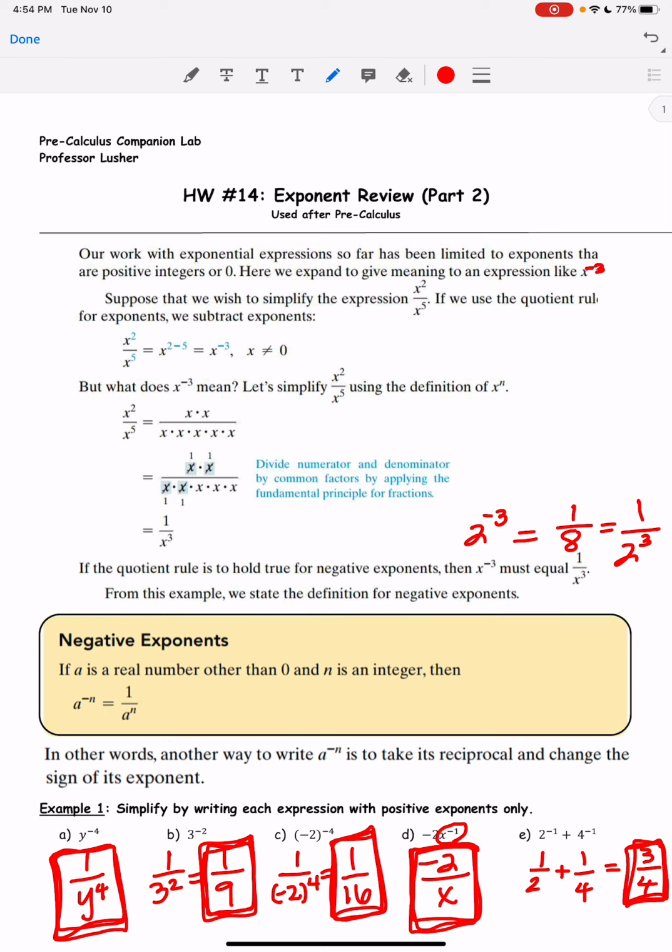Now, in calculus, you're going to be going a lot the opposite way. You're going to be given something like 1 over y to the 4th.